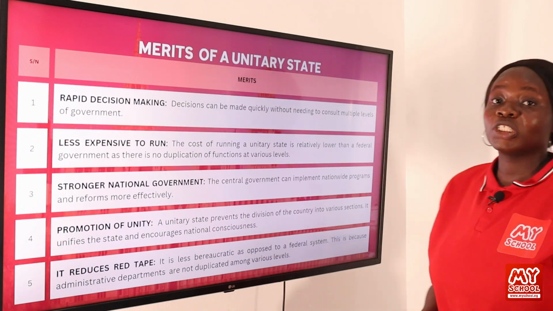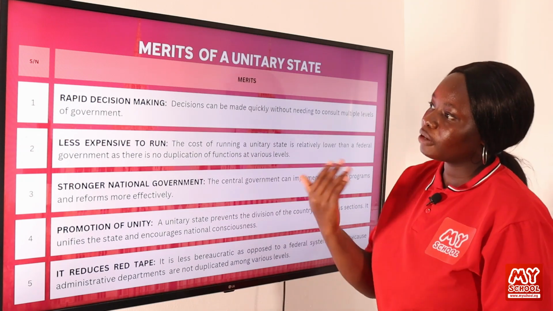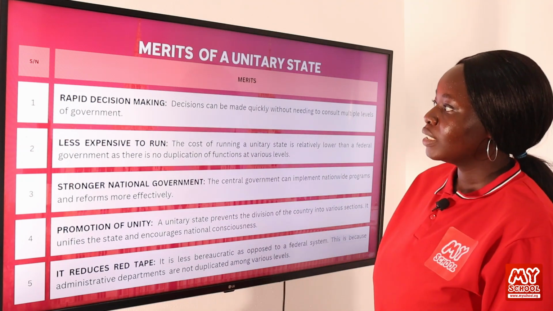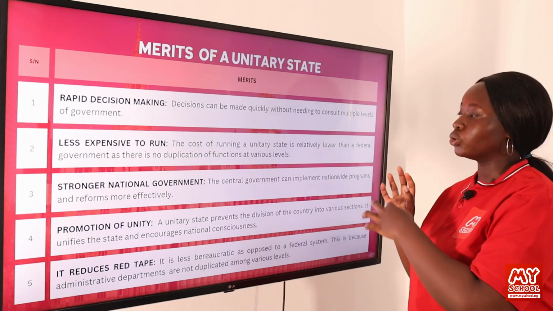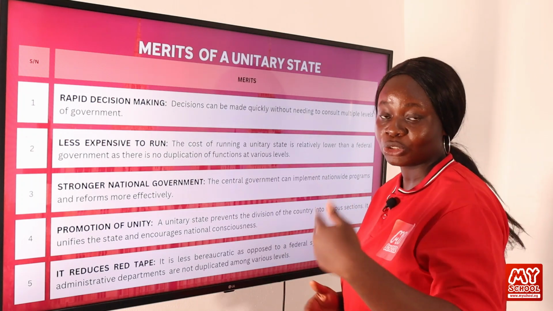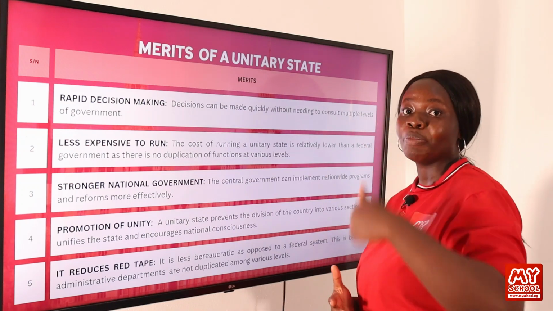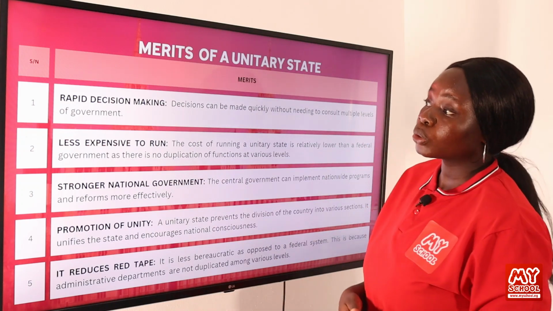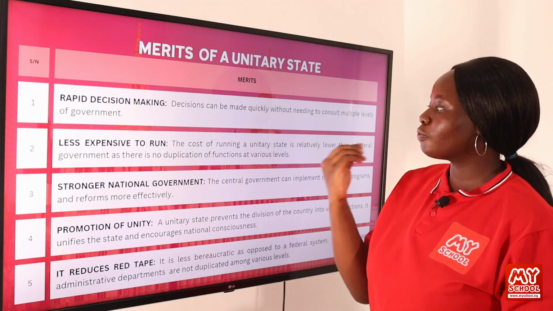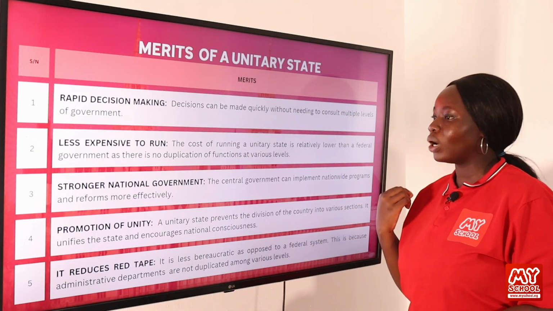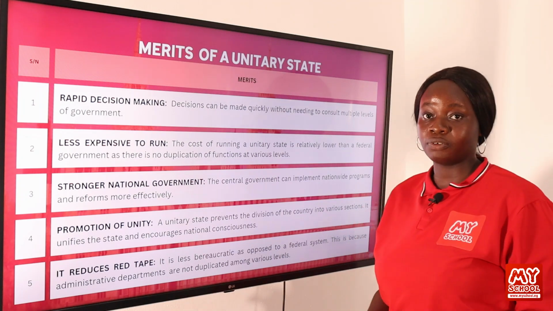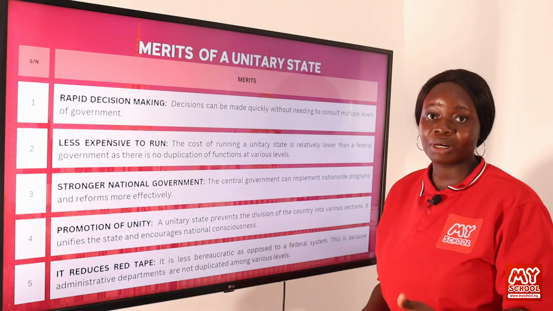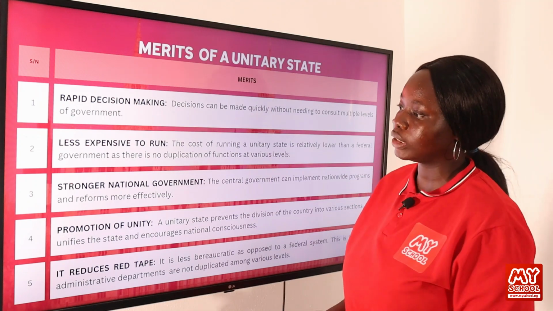All right, we're going to discuss the merits of a unitary state. One of the merits is rapid decision making. Again, in times of crisis, decisions can be made quickly without needing to consult multiple levels of government. You don't need to consult the local or the states before you make a decision. It is also less expensive to run. The cost of running a unitary state is relatively lower than the federal government, as there is no duplication of functions at various levels. Again, you don't need to waste human or material resources in a unitary state.